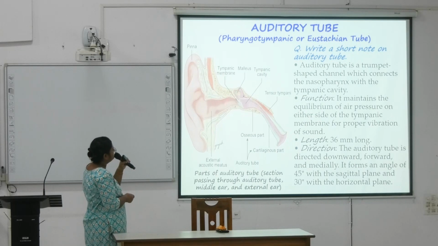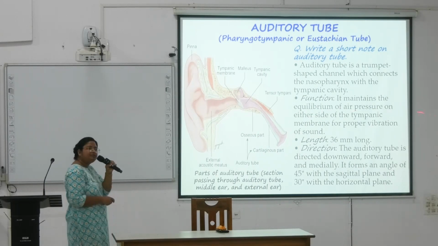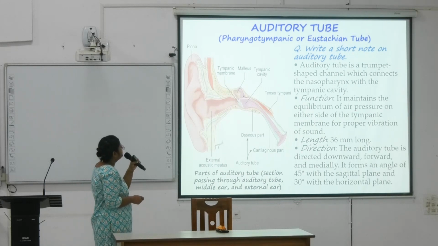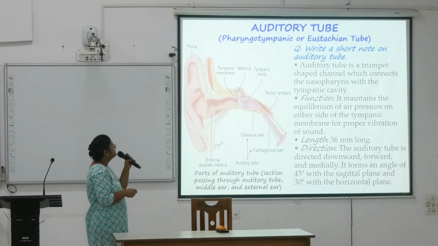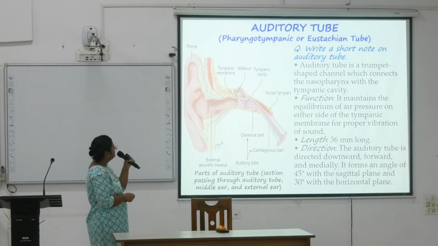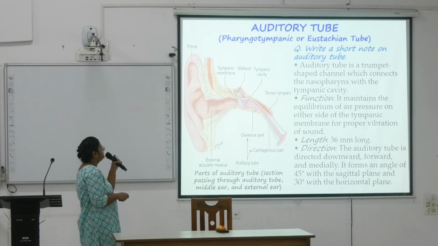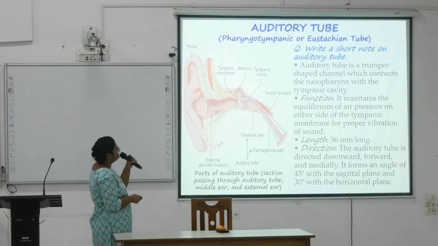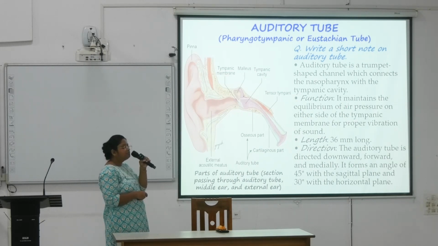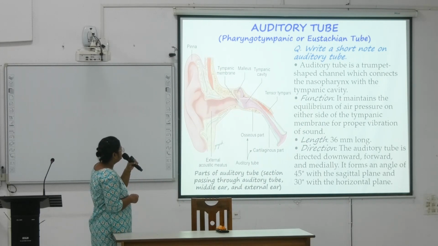Lateral osseous part is 1/3, medial cartilaginous part is 2/3. Okay. So auditory tube you can see from this shape. It is a trumpet shaped channel which connects the nasopharynx with the tympanic cavity. This tympanic cavity, here is the nasopharynx connected by the auditory tube. What is the function? It maintains the equilibrium of air pressure on either side of the tympanic membrane.